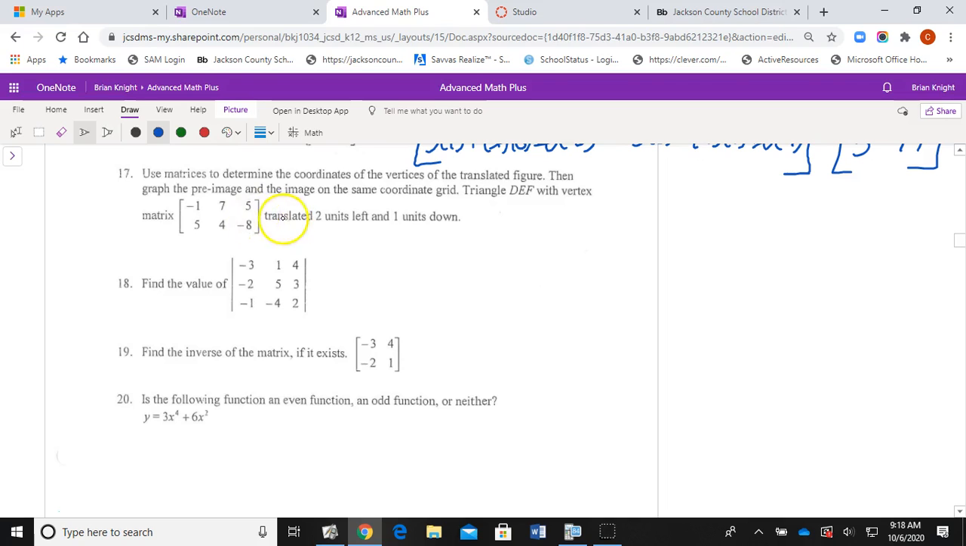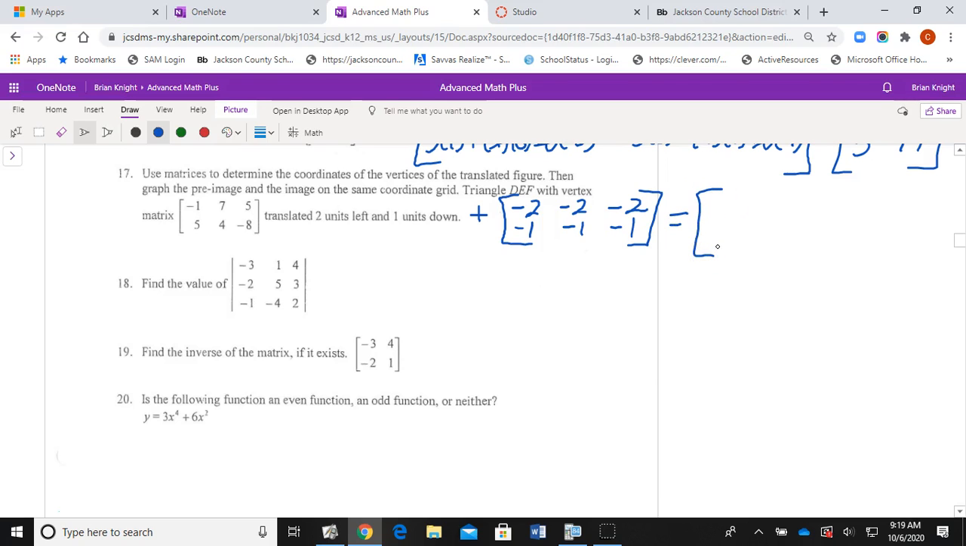So to this matrix, we're going to add. How do we go 2 units left? What do we put? Subtract. Subtract what? 2. So -2, -2, -2. And to go 1 unit down, subtract 1, we do -1, -1, -1. Notice, I put -2 in the x parts, -1 in the y parts, and we just add these up. Okay?